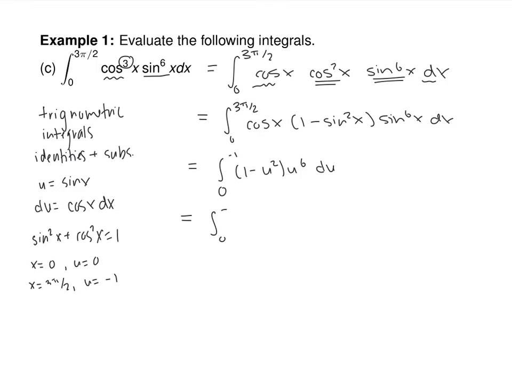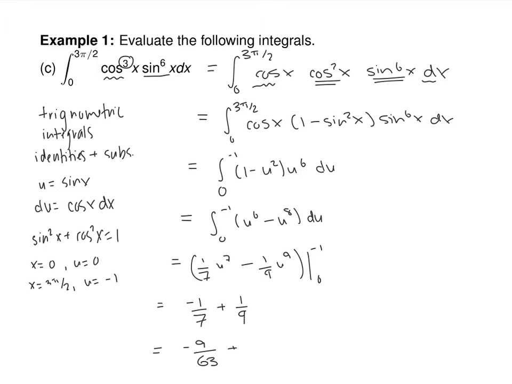So this is the integral from 0 to negative 1, u to the 6th minus u to the 8th du. The antiderivative is 1/7 u to the 7th minus 1/9 u to the 9th, evaluated from negative 1 to 0. So that's negative 1/7, actually plus a 9th, and then minus 0. So getting a common denominator, negative 9 over 63 plus 7 over 63 gives us negative 2/63.